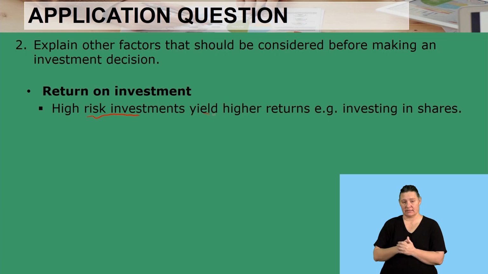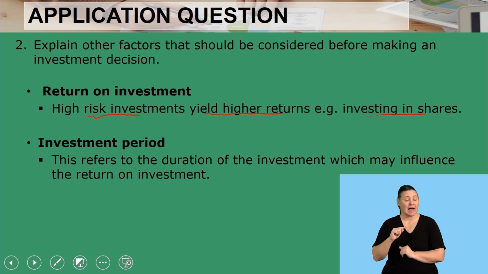To say the higher the risk, the higher the return. Higher risk investments yield higher returns, e.g. investing in shares, especially ordinary shares. So that is another factor to consider before making an investment decision. So basically this would be giving advice to John to say also think about the following. Before you think about safety, before you think about inflation, before you think about liquidity, also think about the return on investment.